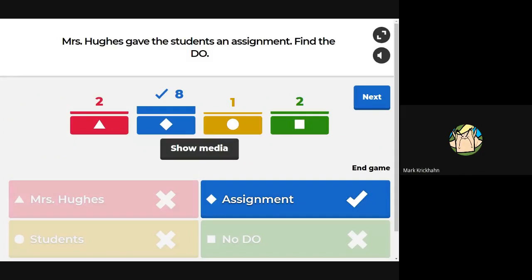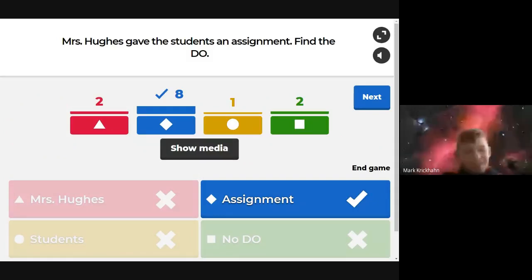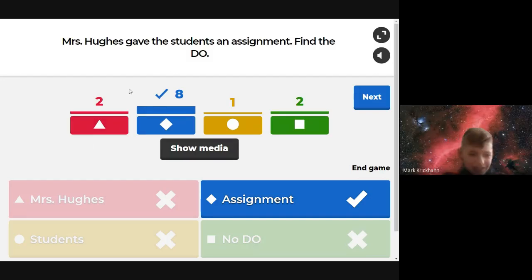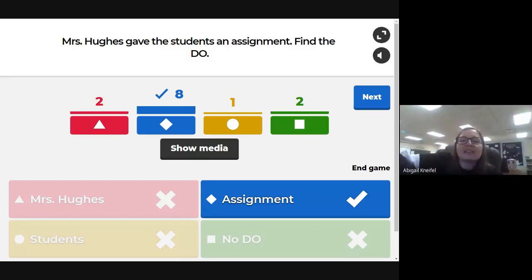Why did you put do? No, do is... Okay, well, that one messed me up because I didn't know it meant direct object. Yeah, what was gave? An assignment. So the correct answer was assignment. Good job, those of you that found that correctly. An ID is going to be indirect. DO would be direct object, okay? Just in case.